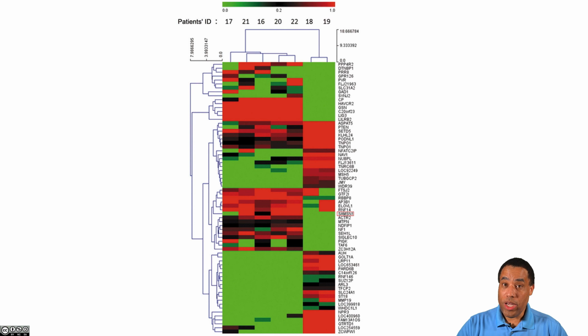Now, those two patients, patients 18 and 19, actually had increased mortality. So one thing we might take away from this is that if we have a patient who's newly diagnosed with this form of cancer, we could sequence them and look at the gene expression, and if they fall into the cluster with patients 18 and 19, then unfortunately we'd have to deliver some not so good news about the higher mortality risk associated with being in that cluster.